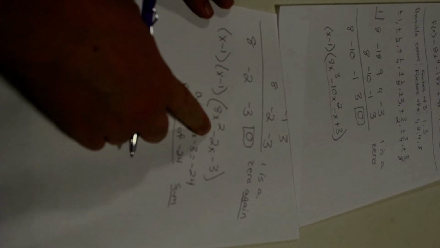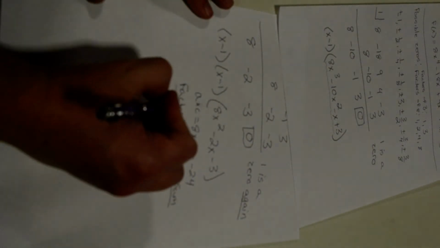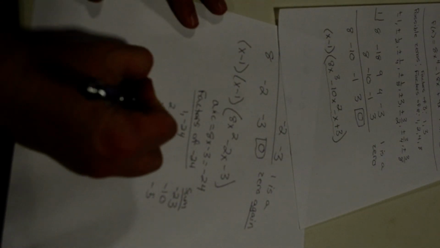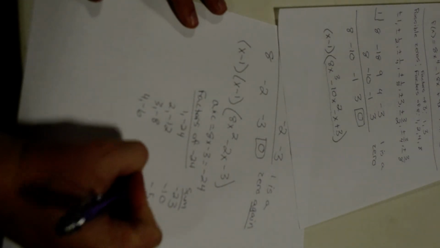So we get negative 24. So I have to find the factors of negative 24, whose sum is equal to the minus 2. My first pair could be 1 and negative 24, but if we add those up, we get negative 23, so no good. I could have 2 and negative 12, add those up, we get negative 10, so no good. 3 and negative 8, add those up, we get negative 5, so no good. But if we do 4 and negative 6 and add those up, we get the minus 2, and that's what we want.